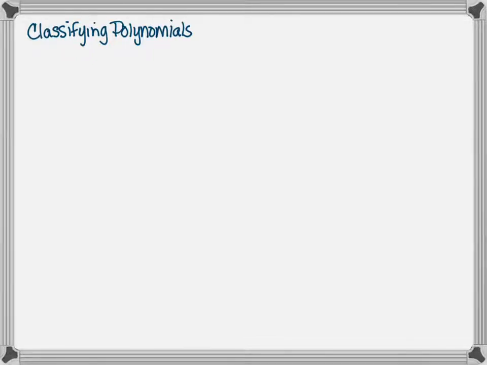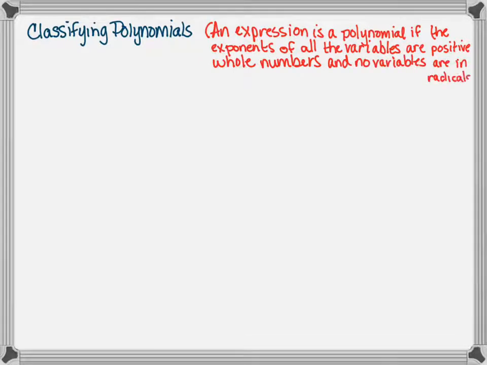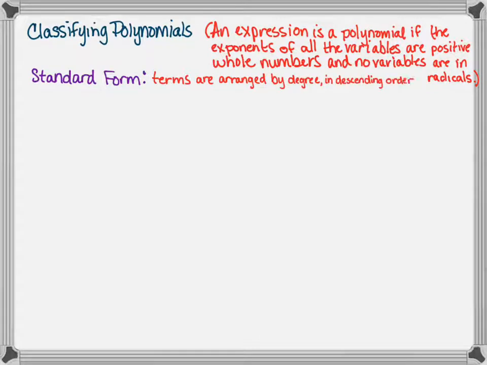Classifying polynomials. So first, an expression is a polynomial if the exponents of all the variables are positive whole numbers, which means that no variables are inside radicals. A polynomial is written in standard form if the terms are arranged by degree in descending order. Let's look at an example.